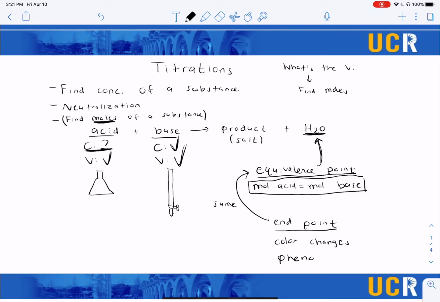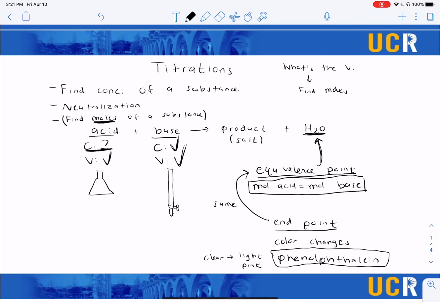And usually the substance you use to determine when your endpoint is reached is phenolphthalein. So this is what most chemists use to determine the color change, and it's what changes it from clear to light pink. Okay, awesome.